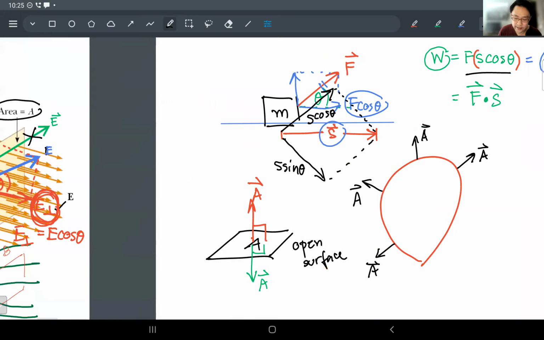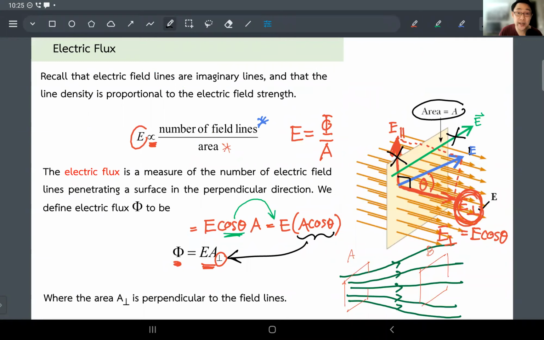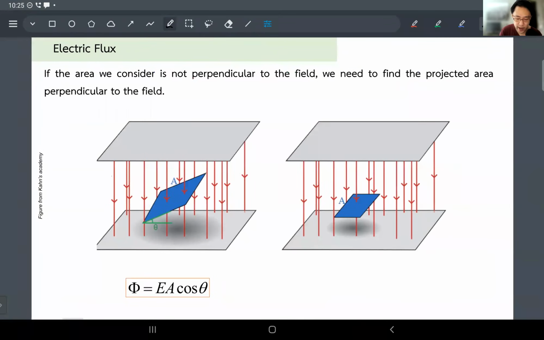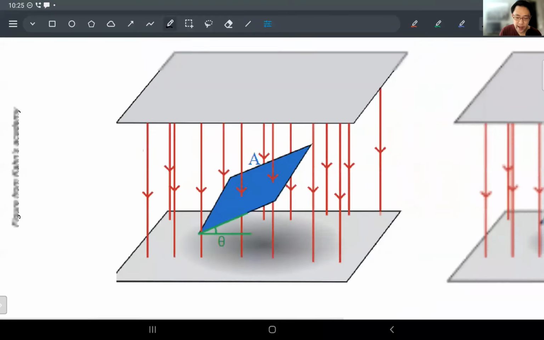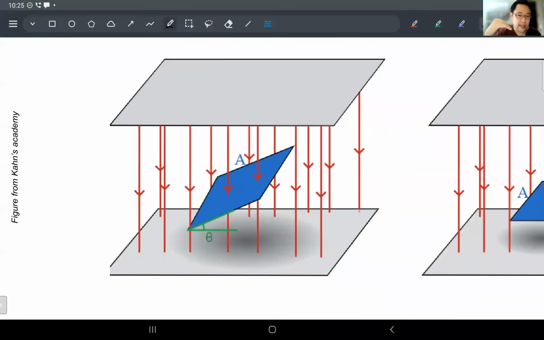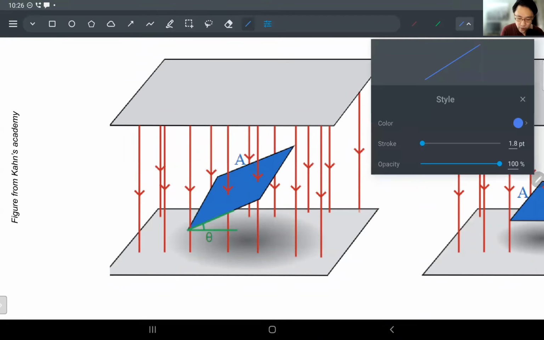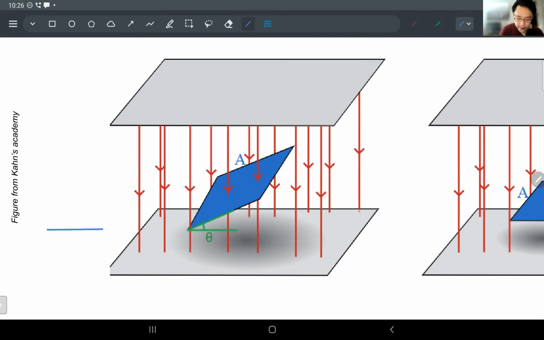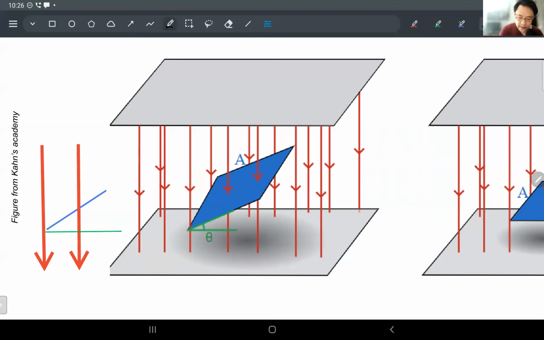Now, can you see where I'm at? I'm going to be able to turn this into a vector equation. So let's take a look at this. Let's say I have a piece of an area that is oriented at some angle with respect to the direction of the electric field, as shown in this figure. To be a little bit clearer, I can draw this from the side view. Electric field pointing down, and of course you're going to have some angle going like this. That's a side view of this theta.